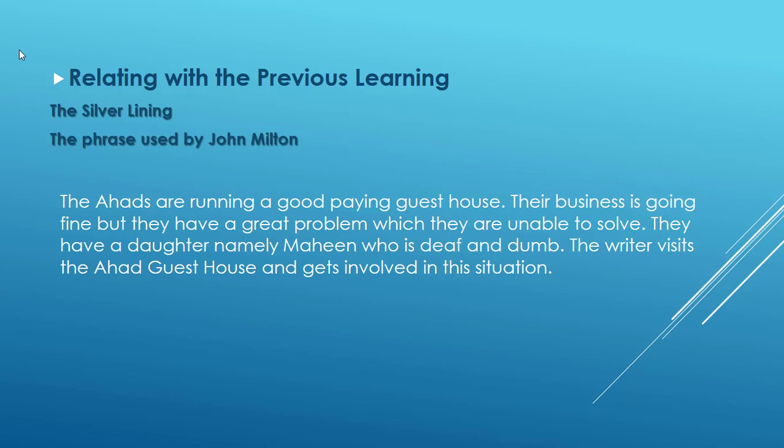Now you have learnt from pages 21 and 22 that the Ahads are running a good paying guest house. Their business is going fine, but they have a great problem which they are unable to solve. They have a daughter, namely Maheen, who is deaf and dumb. The writer visits the Ahad guest house and gets involved in this situation.